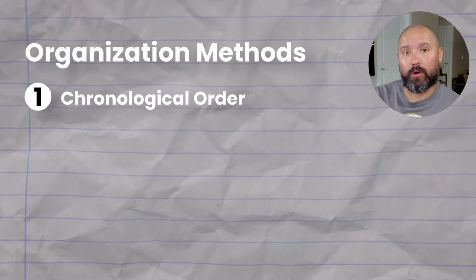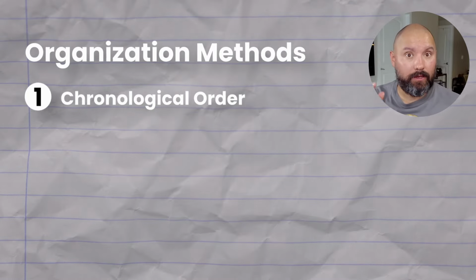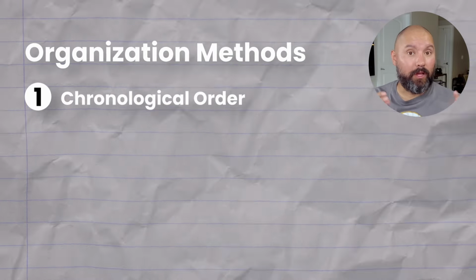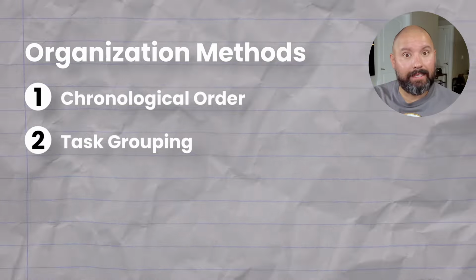So let's dive into 3 methods that can streamline your planning process. Method 1, chronological organization. Arranging tasks in an order that they need to be completed. This method is ideal when your tasks follow a natural sequence. For our weekend getaway, this might mean booking flights first, then reserving accommodations, and finally planning activities once we've nailed down our destination. Method 2, task grouping.